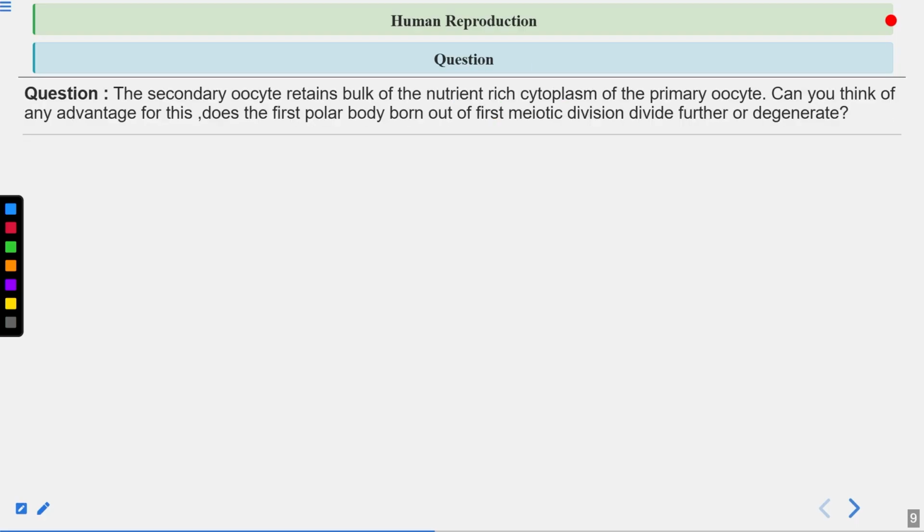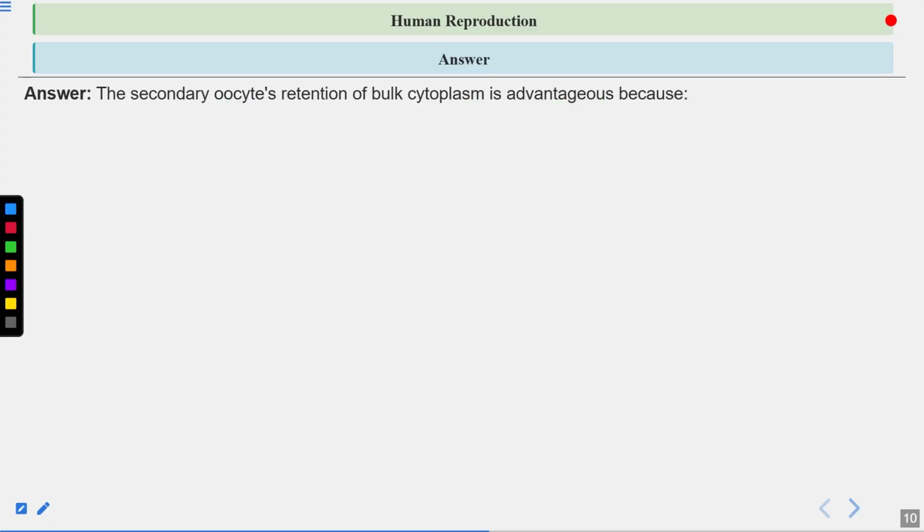So there is a question here. The secondary oocyte retains the bulk of the nutrient-rich cytoplasm of the primary oocyte. Now, can you think of any advantage of this? And does the first polar body, born out of the first meiotic division, divide further, or does it degenerate? So why does the secondary oocyte retain the bulk of the nutrient-rich cytoplasm of the primary oocyte? This is the first question here. So what will be the answer? The secondary oocyte's retention of bulk cytoplasm is advantageous because... so why does the secondary oocyte retain the bulk of the cytoplasm?